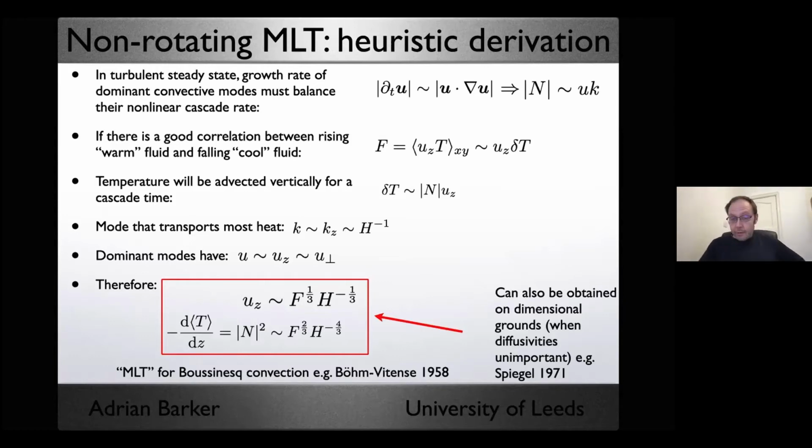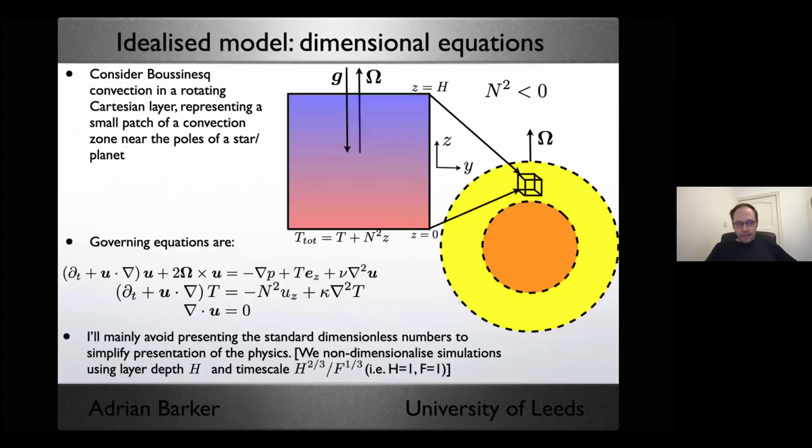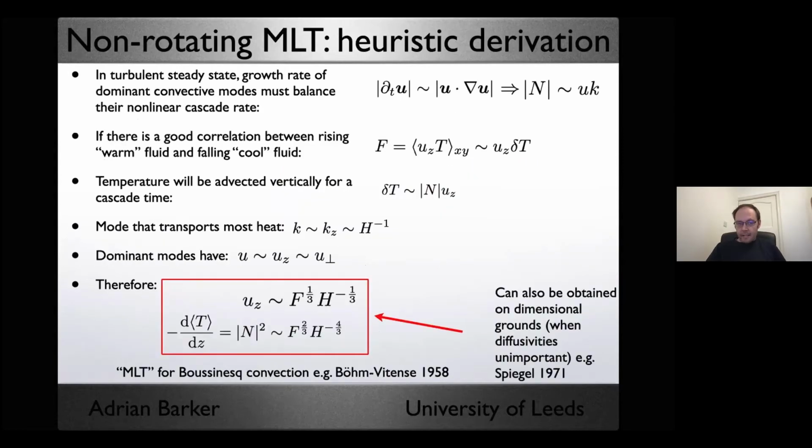And we can use the linearized temperature equation to determine that temperature fluctuations must scale as n times uz. So we can get that just from the temperature equation on the previous slide, ignoring the diffusion processes, just by balancing the d by dt term with the minus n squared uz term on the right-hand side. So in magnitude, that's saying that essentially temperature is advected vertically for a cascade time, and the implication of that is that the thermal fluctuations are of order n uz.